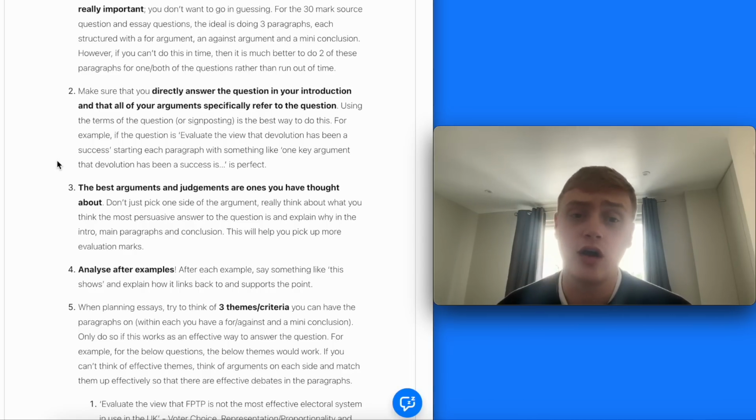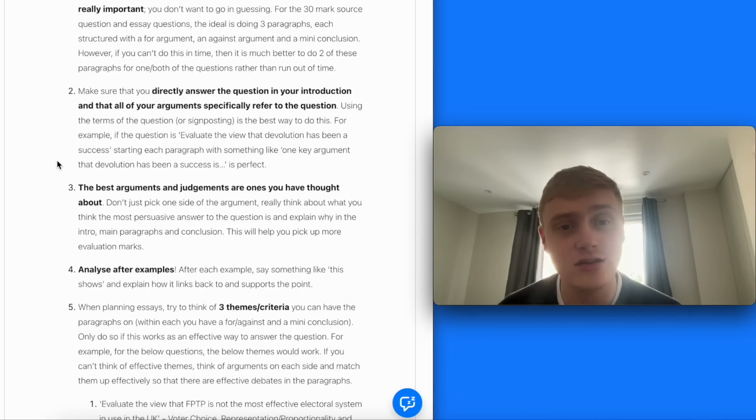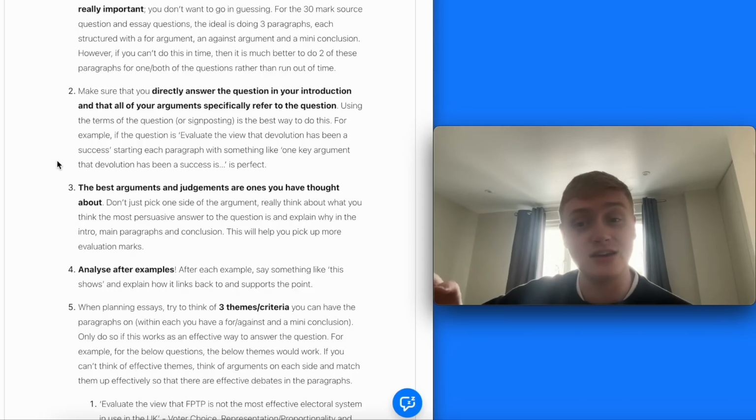Also, making sure all your arguments specifically refer to the question. The best way to do that, and this is in the main paragraph, is signposting. So say, as I said, we have that devolution question.